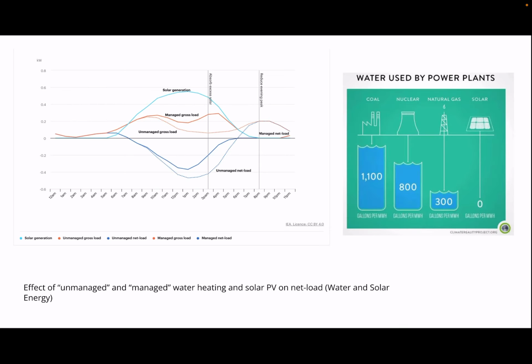So these are some graphs that go with the water consumption. On the left-hand side, it's effects of unmanaged and managed water heating and solar PV on net load. This is really interesting, specifically looking at how much water is used and the solar generation compared to the water amount. And then on the right hand side there is an infographic which was super popular and going around in the climate sphere of media that shows how little water solar uses in production, but what it does discount is the amount of water used in the making of solar panels.